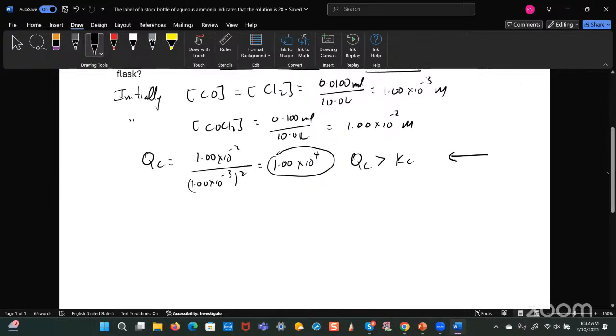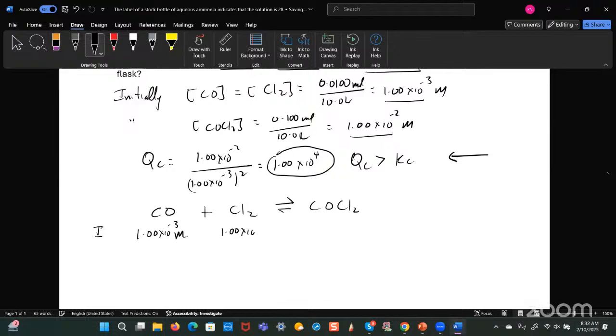So I'm just going to rewrite the equation here. CO plus Cl2 to give COCl2, right? Initially, according to the calculations that we have here and here, you're going to have 1.00 times 10 to the minus 3 M here, 1.00 times 10 to the minus 3 M here, and for the COCl2, that would be 1.00 times 10 to the minus 2 M.